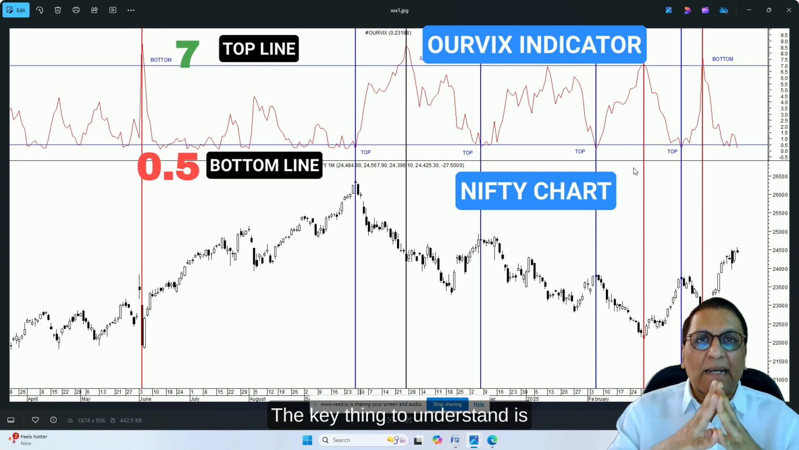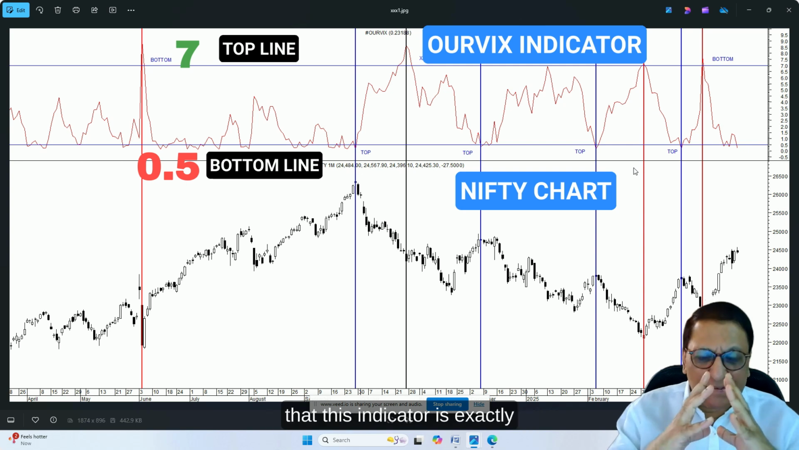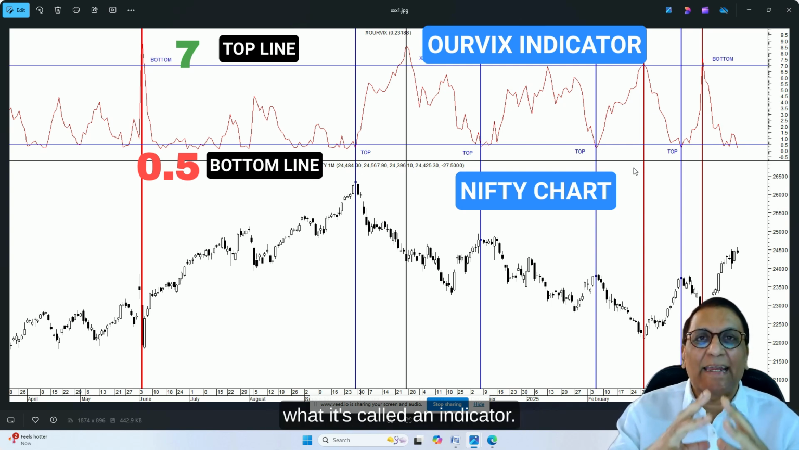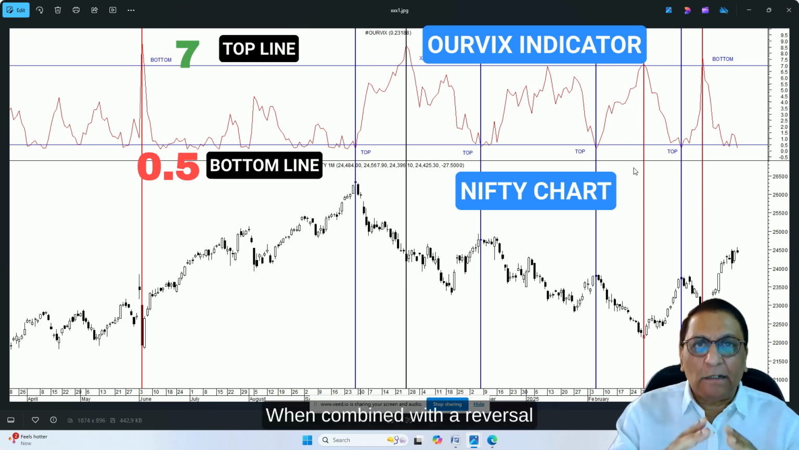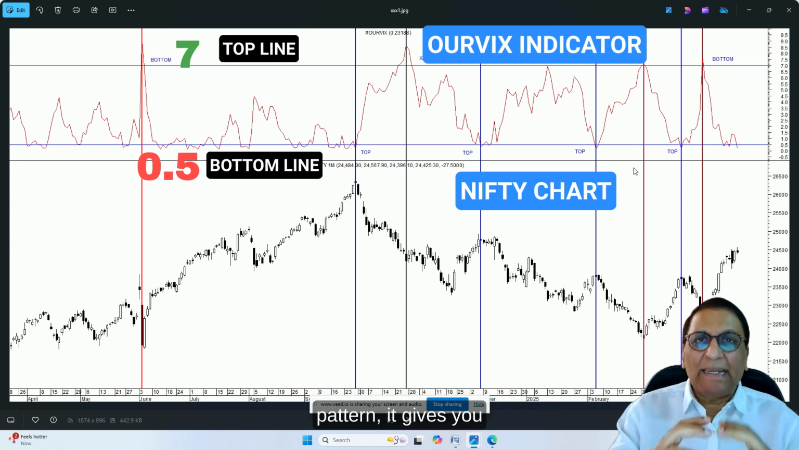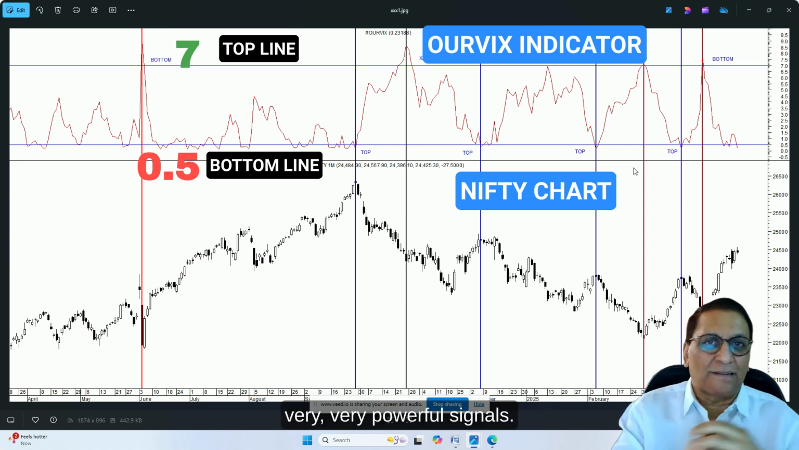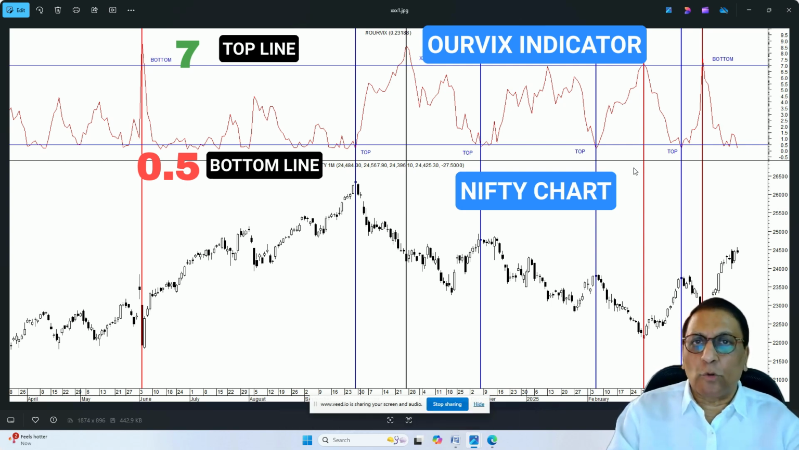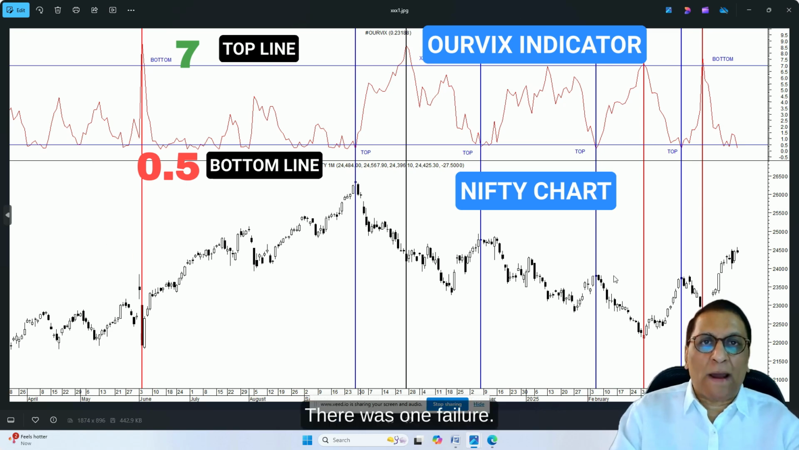The key thing to understand is that this indicator is exactly what it's called, an indicator. When combined with a reversal pattern, it gives you very powerful signals. Now, as you can see, in almost 9 cases, there was one failure. 1 out of 9 cases.